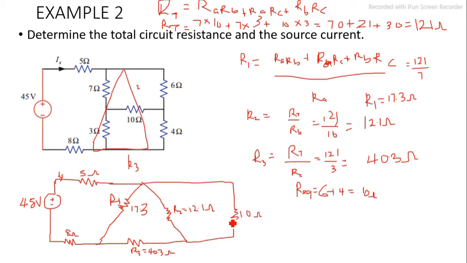Also, what we can see directly is that these two now are in parallel. So let's calculate the parallel and get our equivalent for these two, for this loop. They are in parallel, so that means 1 over R equivalent will be equal to 1 over 12.1 plus 1 over 10. So what is 1 divided by 12.1? Let's calculate that.